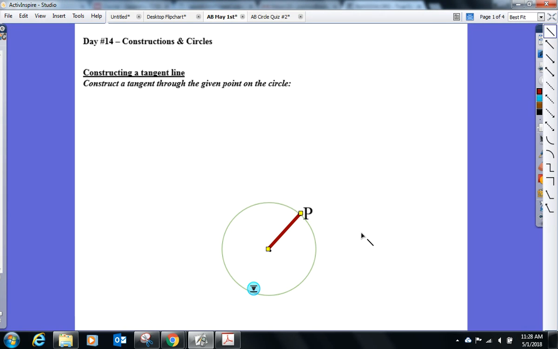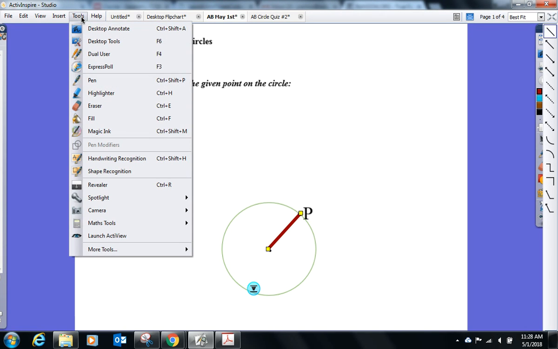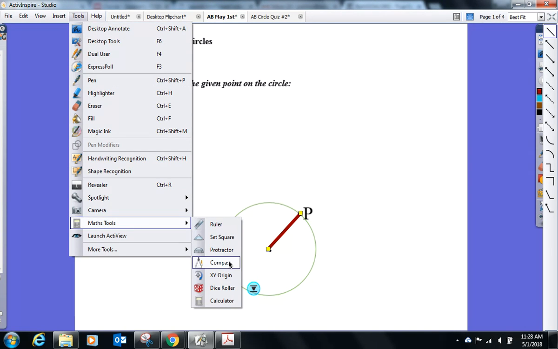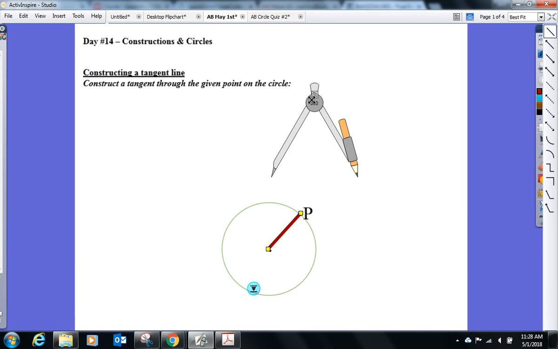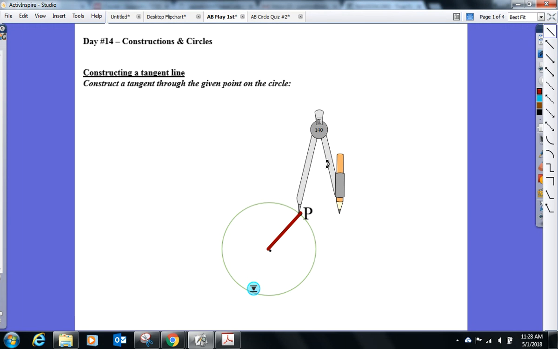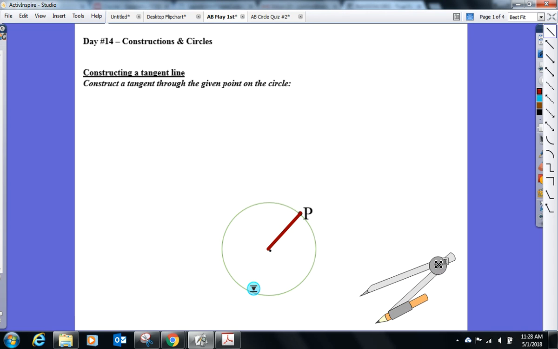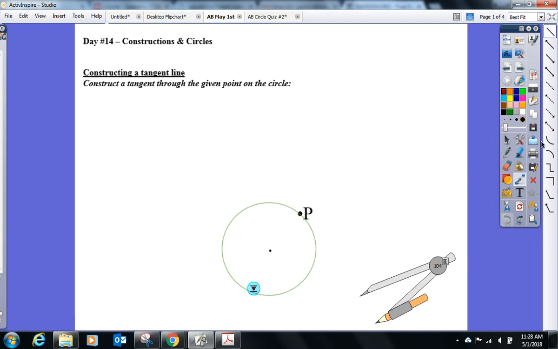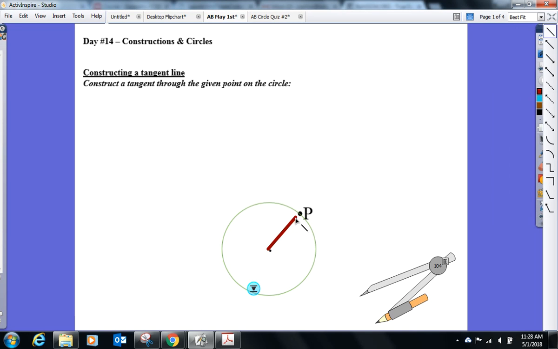You're going to take your compass and put it on point P. Now you're going to have to do something with your radius, but what's your goal right now? To make an arc that intersects twice. So yes, we're going to have to extend that radius we originally had there. You are making a perpendicular line to your radius, and that guarantees me that line has to be tangent.